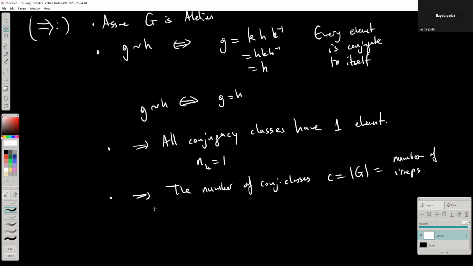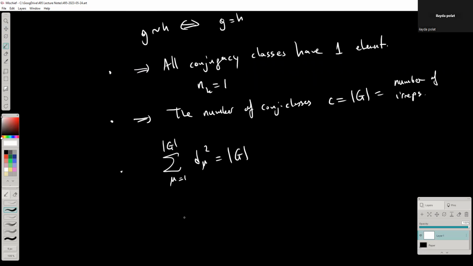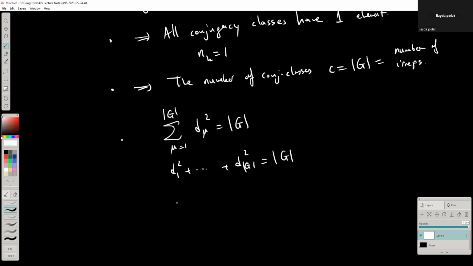Okay. So finally, we use this dimension relationship. The sum of the squares of the dimensions is equal to the order of the group. But here the number of irreducible representations is equal to the order of the group. So there are G terms in here, right? So we have G numbers in here. Each one is a positive integer, and the sum of their squares should be equal to the order of the group. So the only solution is where all of these dimensions are equal to 1. Okay, so that's the end of the proof.